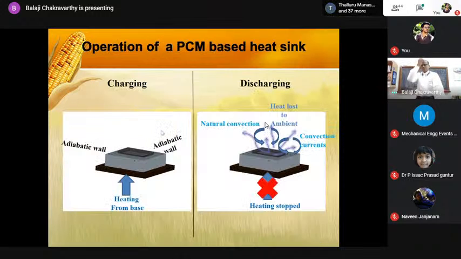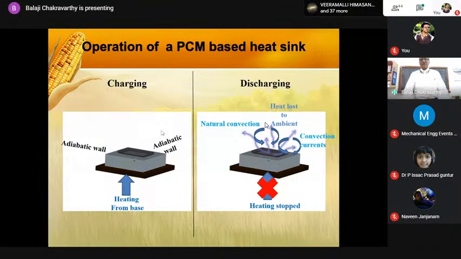So the charging cycle is where the heat is coming from the bottom. I explained it on the blackboard. Adiabatic wall means the heat is transferred only from the top. Discharging means the heating is stopped and it cools. So charging is when the PCM is melting. The discharging is from the melt, when it resolidifies.